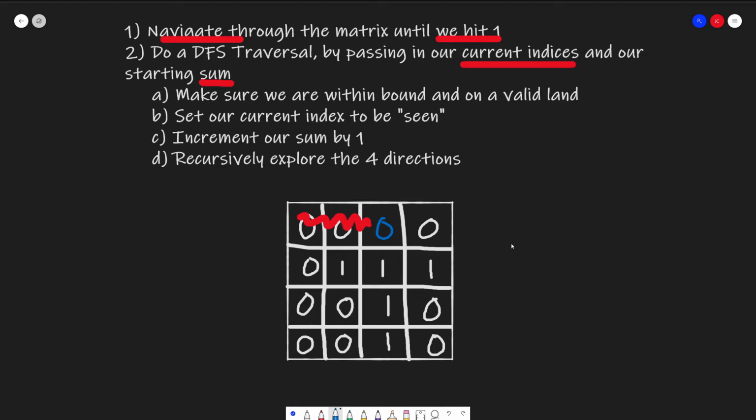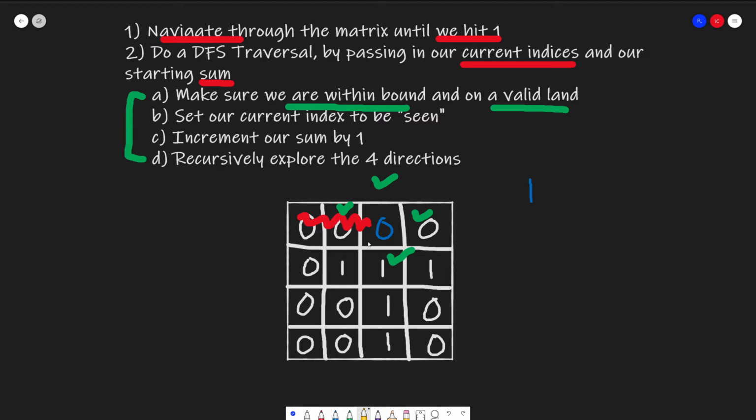After we've marked our index, we increment our sum by 1. So right now it's 1. And then we recursively explore all 4 directions of our current index. So that means we will explore the left side, the top side, the right side, and the bottom side. And then we just repeat our algorithm over and over until we hit our base case, which is when we are not within bounds or no longer on any land.